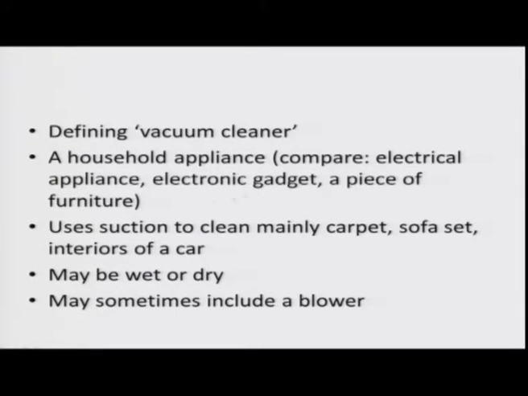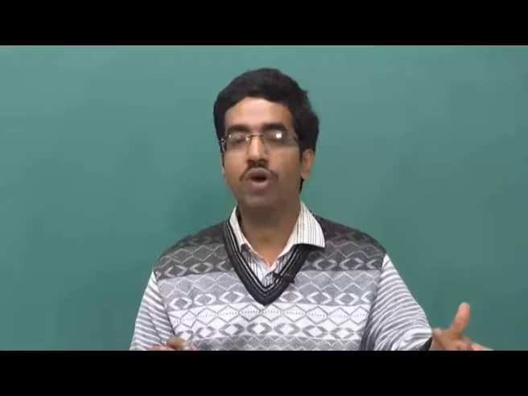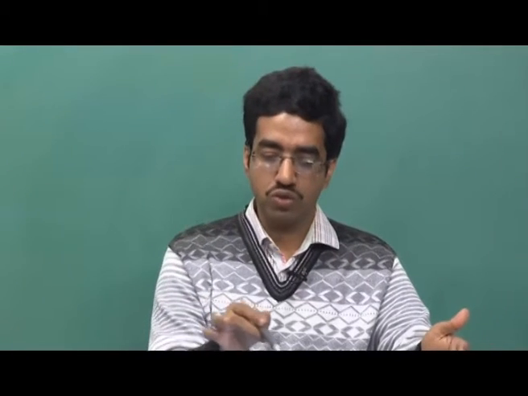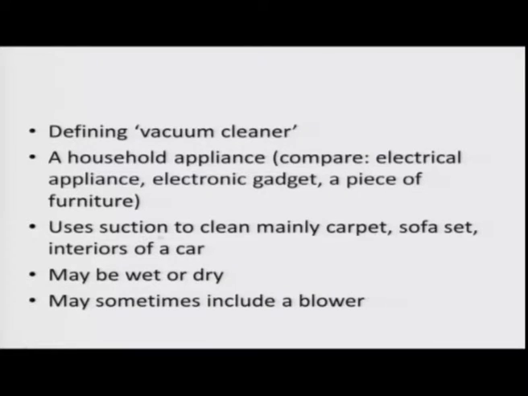So, first identify the broad category and then what are its special features. Now we are going to define it based on how it works and what function it performs. A vacuum cleaner uses suction to clean. Where do we use it mainly? Carpet, sofa set, interiors of a car, this kind of thing.